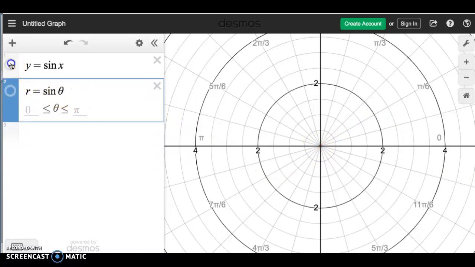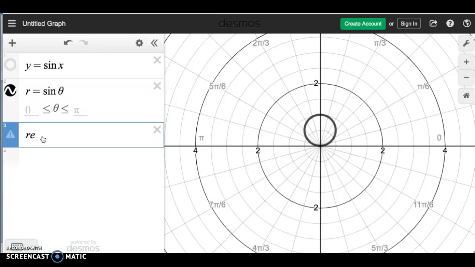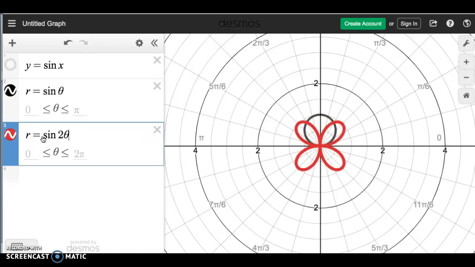So if we have r equals sine theta, that's one circle. If we have r equals sine 2 theta, that's double. So there's 4 of them, right? But notice where the starting point is. We're no longer on 0 radians. We have to figure out what that first starting point is. And so what is this value up here? This is actually pi over 4, right?